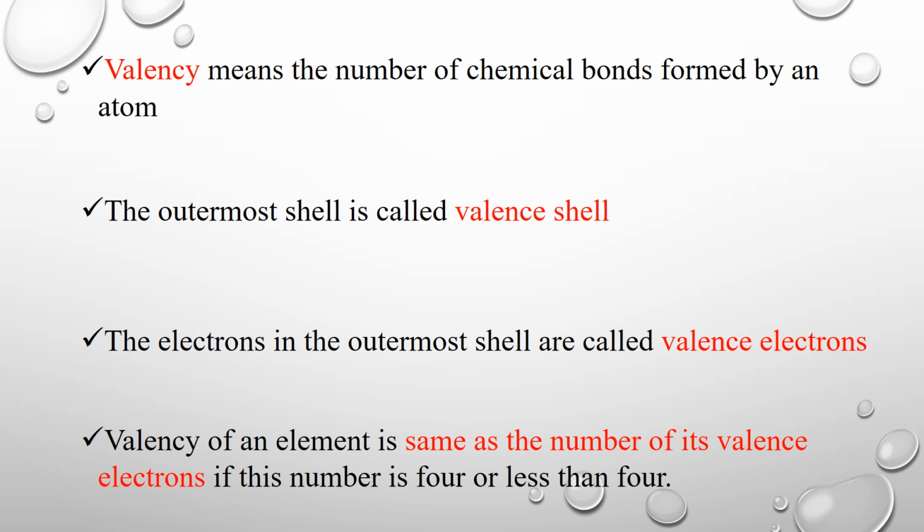But when the number of valence electrons exceeds 4, that means when the valence electrons are 5, 6, 7, or 8, then there is one small formula which you have to follow to understand what the valency is going to be. These are concepts which are definitely going to be cleared after this lecture. When you're looking at examples, you'll understand everything.